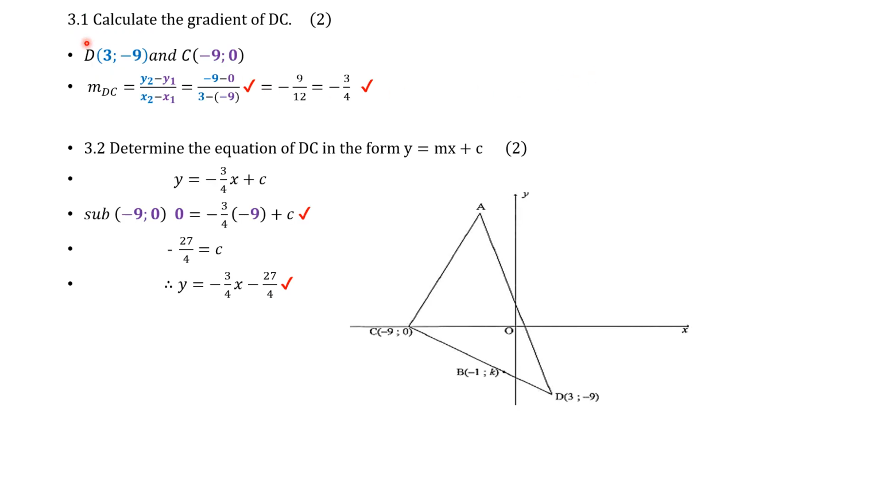Right, so for 3.1, calculate the gradient of DC. So we know D is (3; -9) and C is (-9; 0). I've color coded it to make sure we select from the right side. So the gradient DC is (y2 minus y1) over (x2 minus x1). So you see y2 and x2, I've ensured they stay blue, and y1 and x1 stay purple.